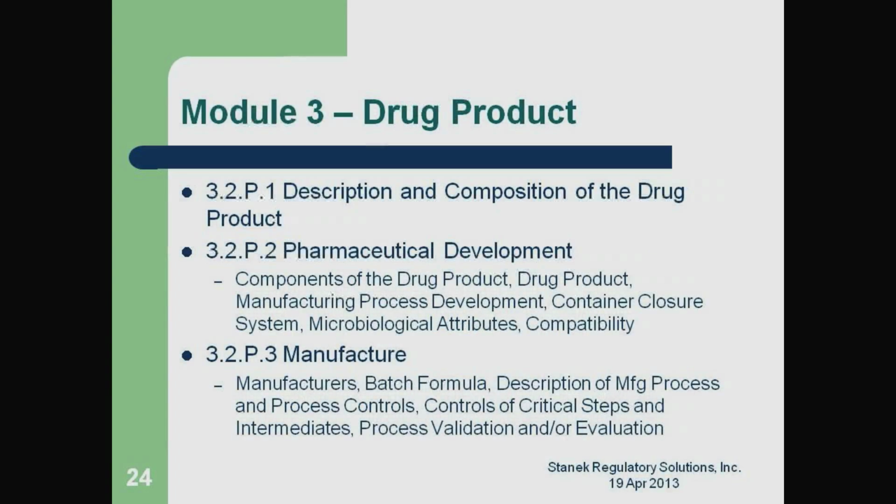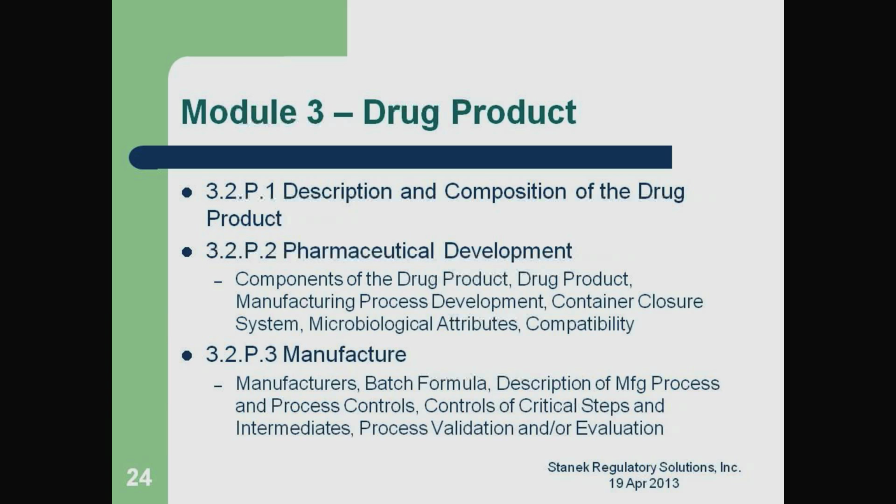I can go on. I don't know if I'm running out of time, or I can just go on for completeness. This is the Module 3 drug product section. The drug product folks have to include similar types of information. The composition. I'll just go over this really briefly. The composition of their drug product. 3.2.P.2 is their pharmaceutical development. So kind of like your manufacturing development.